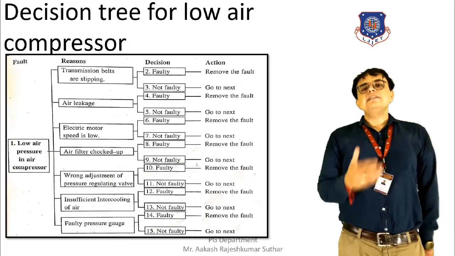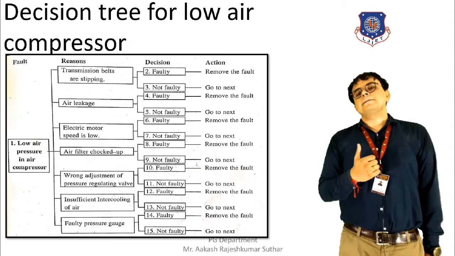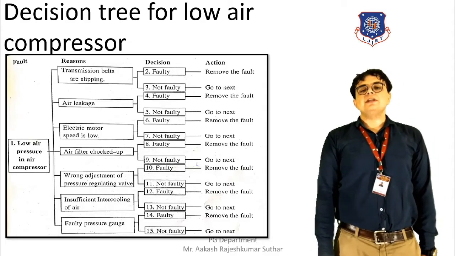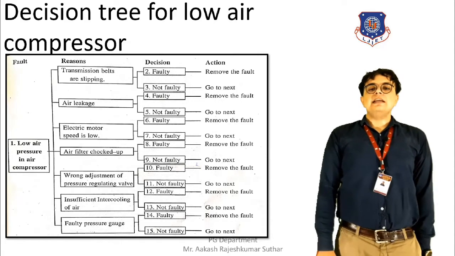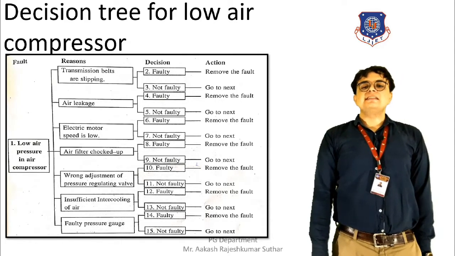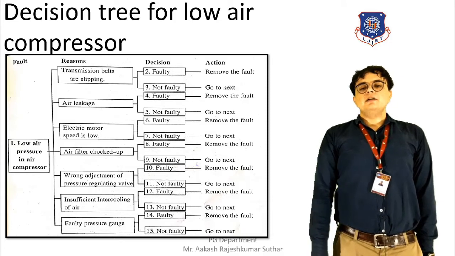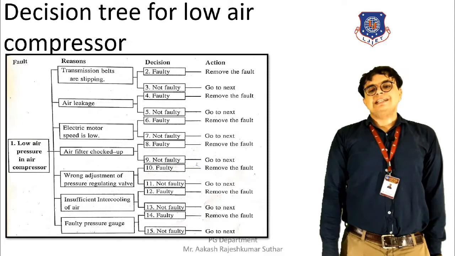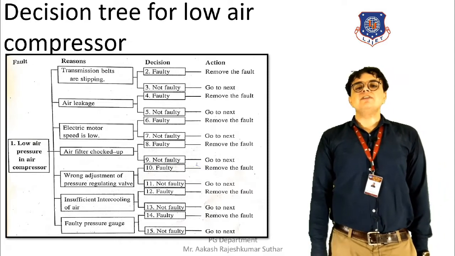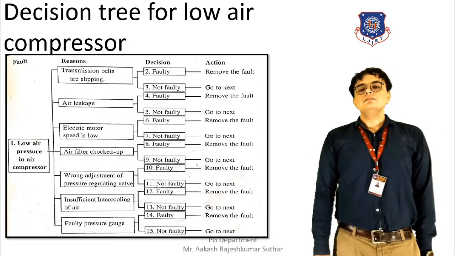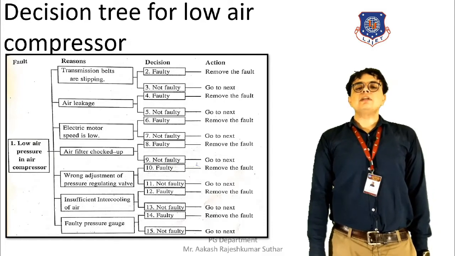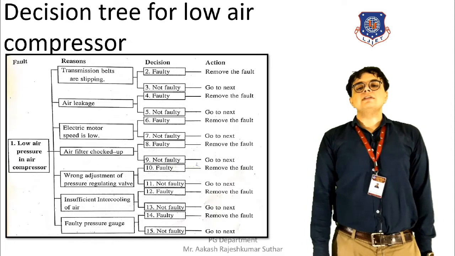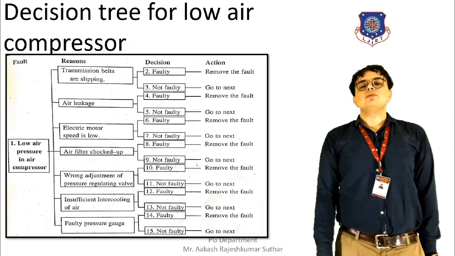Now the next reason is the air leakage. If the air leakage is actually found, then we should write the decision as faulty, and correspondingly the action that is required to be taken is remove the fault. But if the air leakage has not been found, then in the decision we should write not faulty, and we should take the action of going to the next reason.